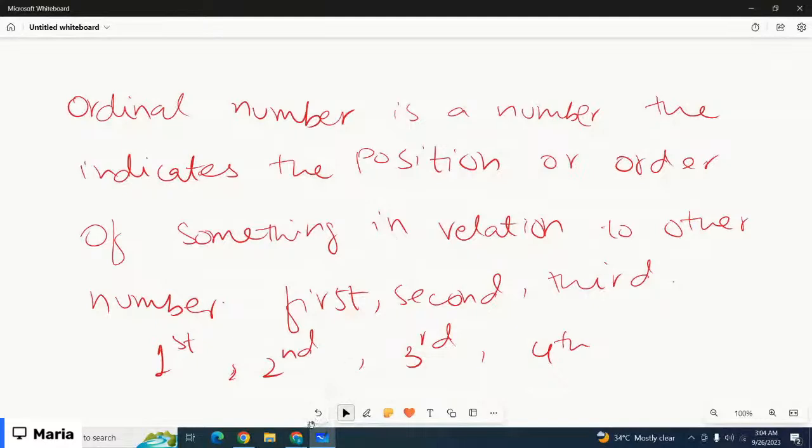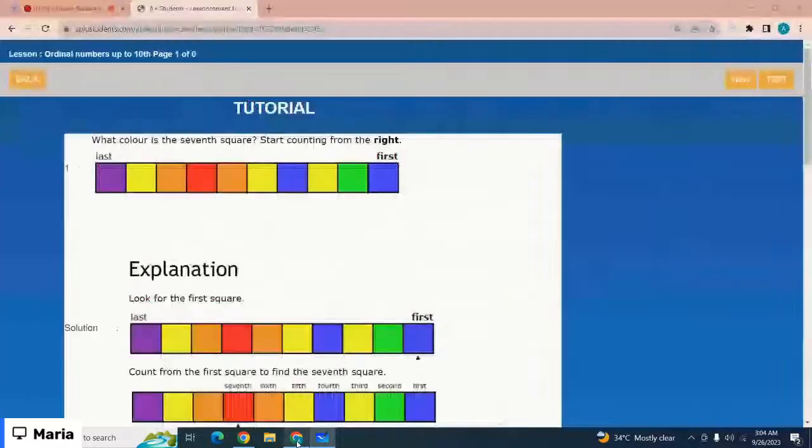Let's start with the practice questions. What color is in the seventh square? Start counting from the right. You have to start counting from here. This is first, second, third, fourth, fifth, sixth, and seventh. You have to see what color is on the seventh square. Here is the seventh square, and the seventh square is red.